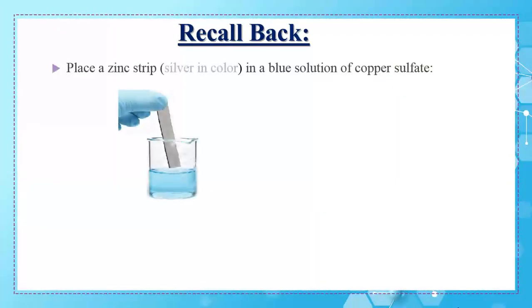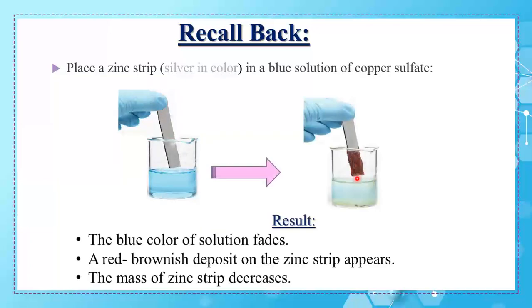Before we start, let's recall some information. Previously, an experiment was done where a zinc strip was placed in a blue solution of copper sulfate. After some time, the blue color of copper sulfate fades, a brown deposit is formed on the zinc strip, and the mass of this zinc strip decreased. Now, this is because the oxidizing agent Cu2+ gained electrons from the reducing agent Zn. So the electrons pass directly from the zinc strip to the Cu2+ solution.